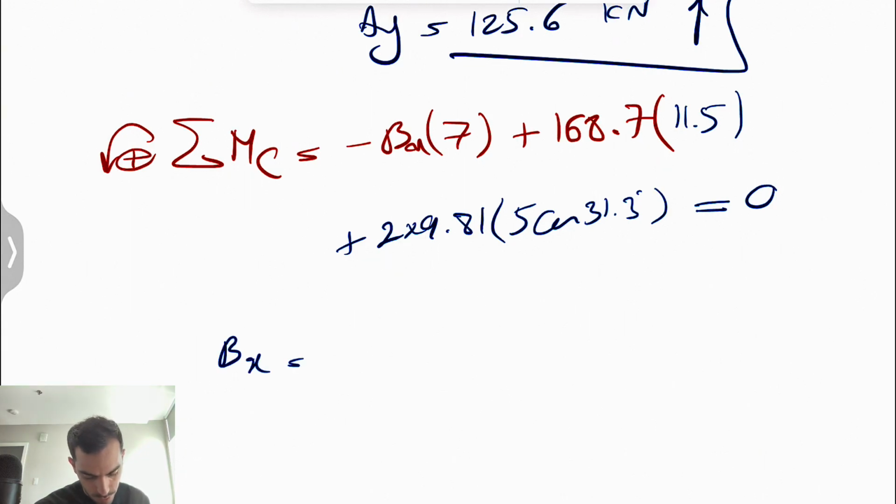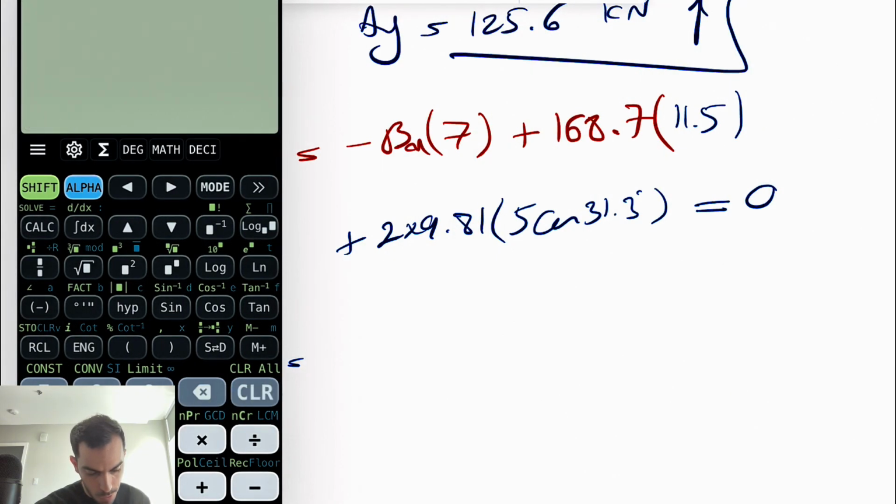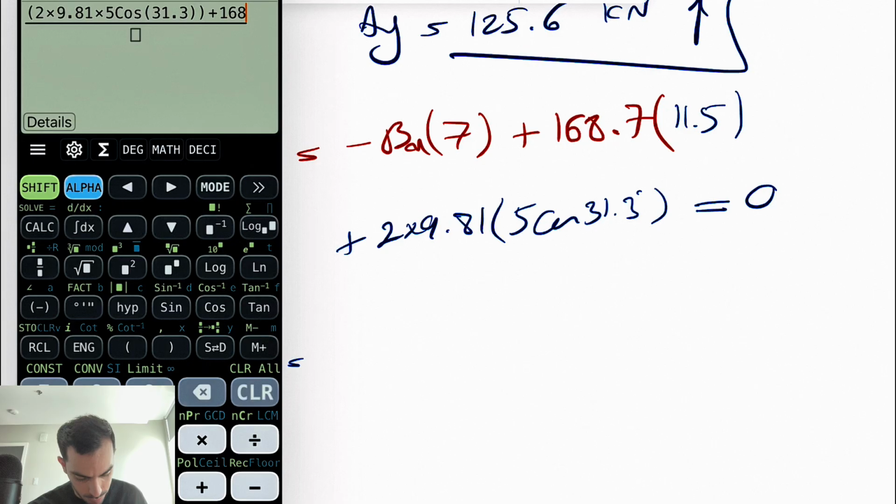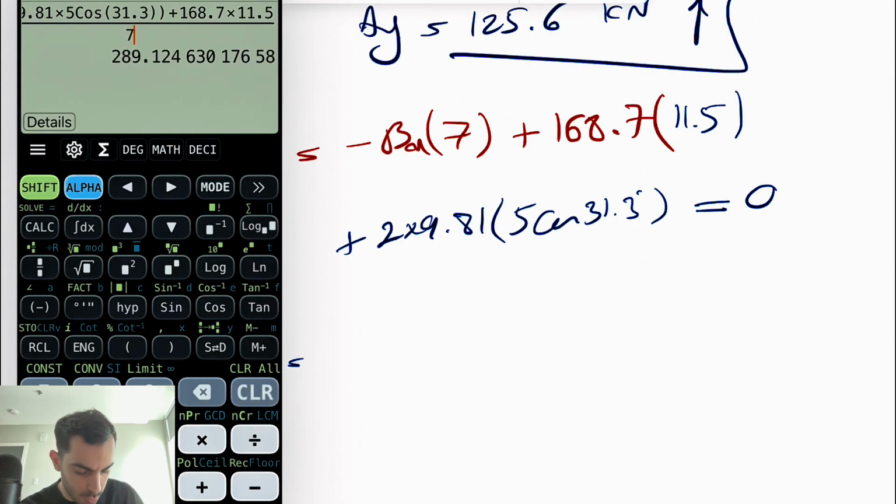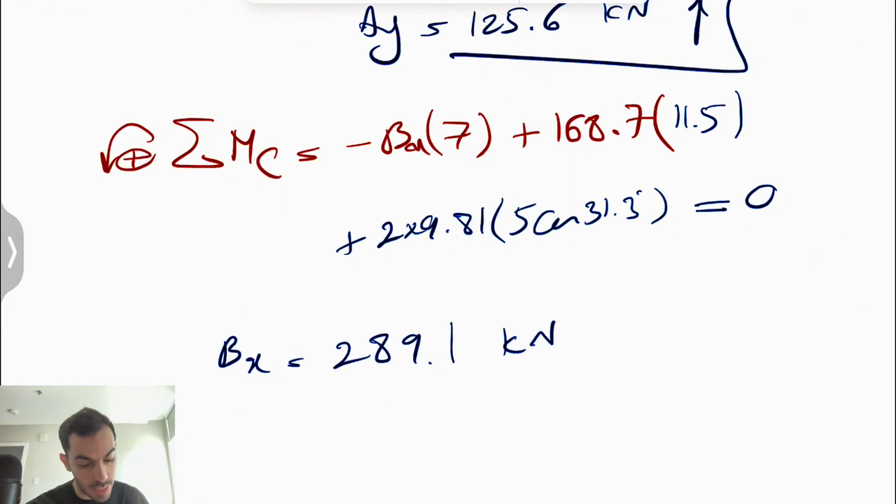So let's go with our equation again. 2 times 9.81 times 5 cosine of 31.3, plus 168.7 times 11.5. All right, so our Bx is going to be 289.1, again, kilonewtons, and we did not get any negative sign.